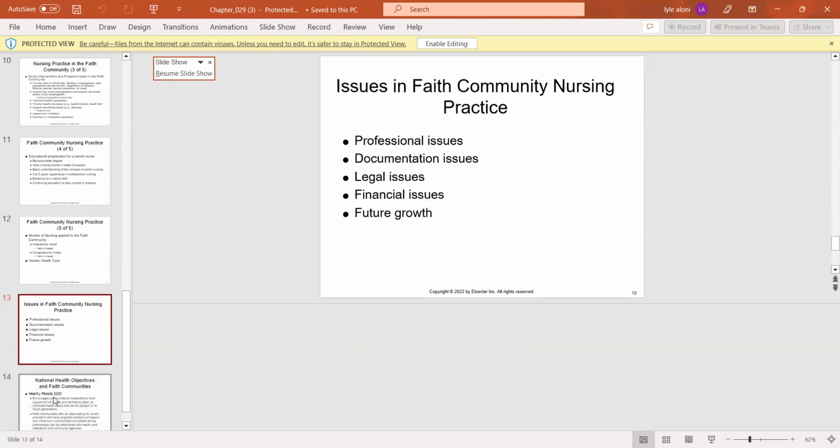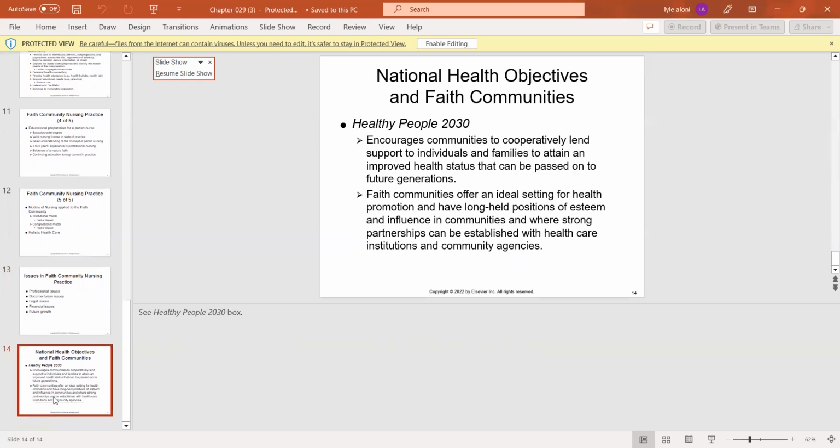We have issues in faith community nursing: professional issues, documentation issues, legal issues, financial issues, and future growth. And to follow up, in our Healthy People 2030, we encourage communities to cooperate and lend support to individuals and families. We have faith communities offering an ideal setting for health promotion and long-held positions of esteem and influence in communities. And that about covers our parish nursing. We'll do some more detail in class this week. Our last chapter is going to be home and hospice nursing, so we'll take a look at those PowerPoints in just a moment here.